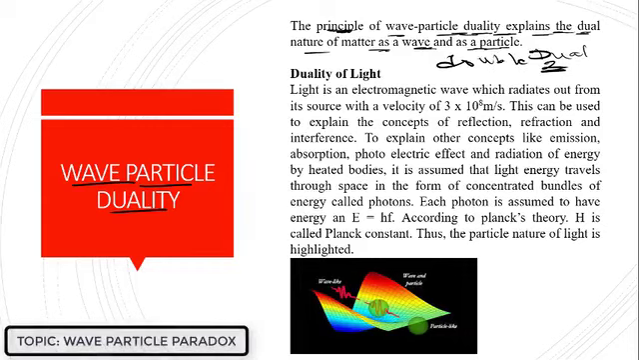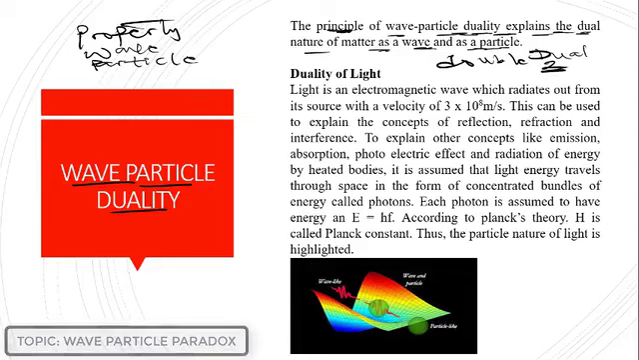So basically, when we're talking about wave-particle duality of matter, we are talking about the ability or property that matter has to exist in a double form: first, as a wave, and secondly, as a particle.